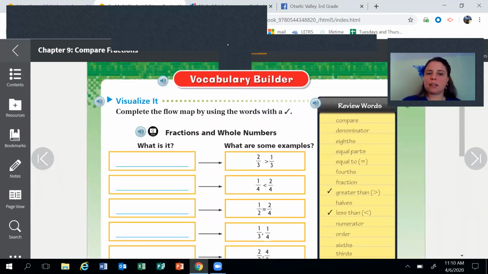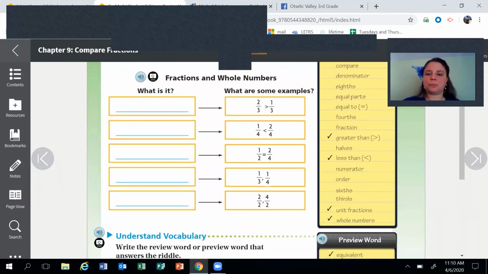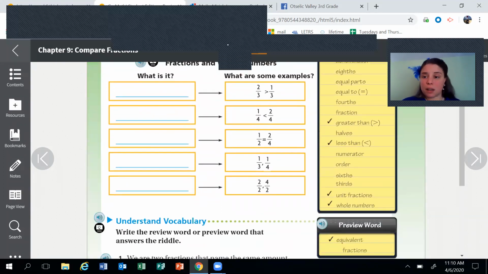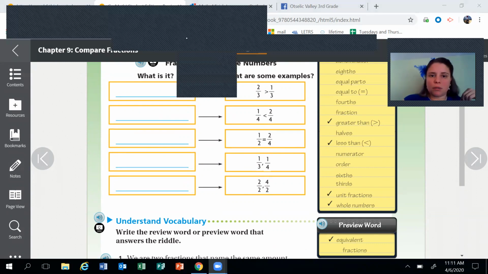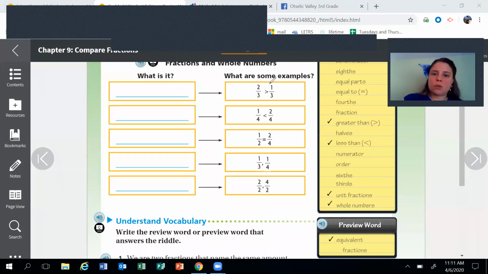All right, so complete the flow map by using the words with a check mark, fractions and whole numbers. All right, so we have to look at the fractions they're comparing and figuring out which one of these words are going to work out for that. All right, so let's look at the first one. 2/3 is greater than 1/3. Now, I even said the word there. Which one is it? You're right, it's greater than.